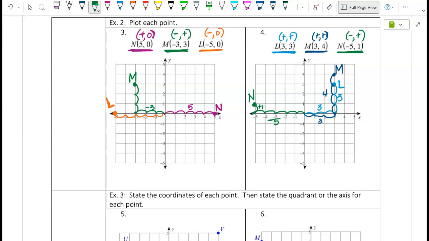But again, the key here is we have to make sure we're starting at the origin each time. And then we're always graphing our X coordinate first. And from wherever we stop with the X coordinate, we go up or down from there for our Y coordinate.